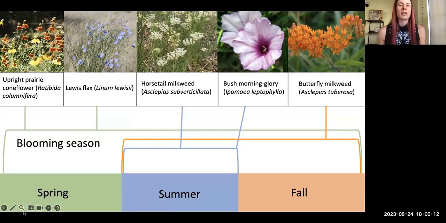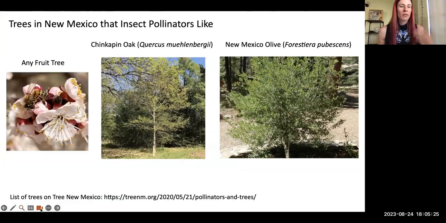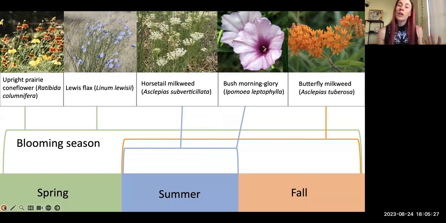Think about planting a variety of plants that have different blooming seasons. So things that are blooming in the spring, summer, and fall, because they provide nectar sources for some of these pollinators that are important agricultural crop pollinators. So that boosts the health of the pollinators in your ecosystem.